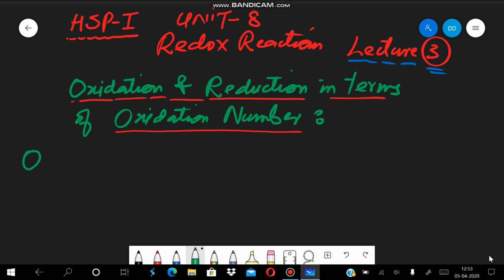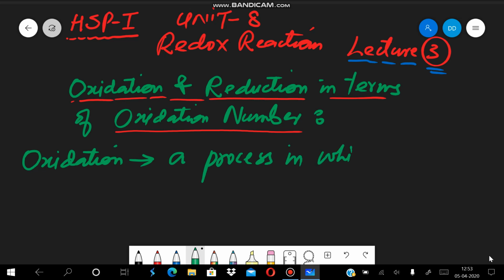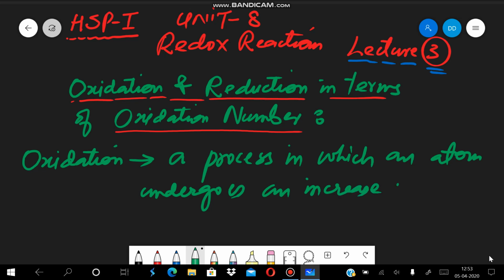So according to oxidation number concept, oxidation is defined as a process in which an atom undergoes an increase in its oxidation number.